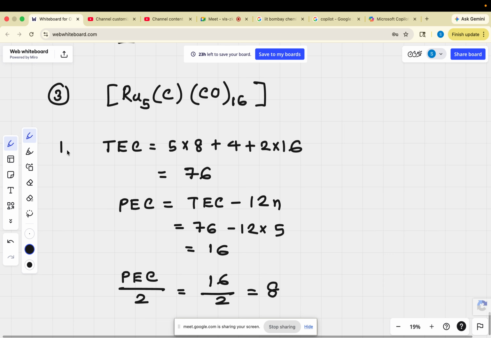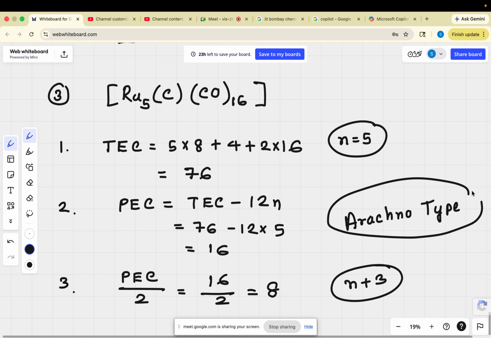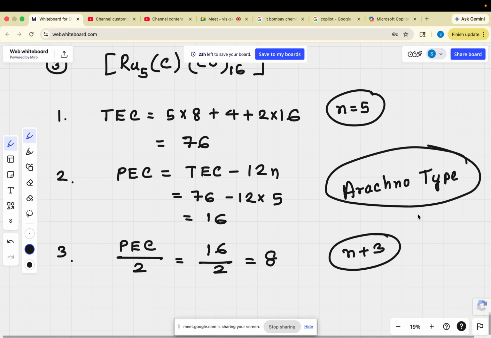8. Okay, so this is your number 1, this is your number 2, and this is your number 3, right? Now n value is what? N value is your 5 here, but if you see here, what you are getting? 8. So that means it is becoming n plus 3, which is your arachno type. Fine, clear? Okay.